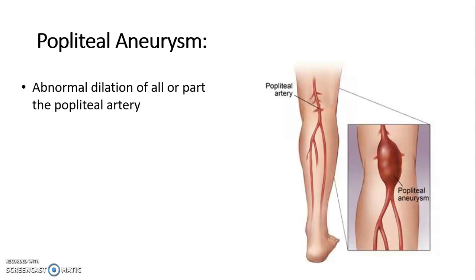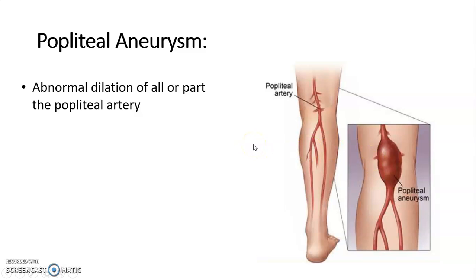The clinical anatomy. Popliteal aneurysm. Let's discuss popliteal aneurysm. Popliteal aneurysm is an abnormal dilation of all or part of popliteal artery. As you can see, this is the popliteal artery. If it gets dilated, an aneurysm is formed, which is called popliteal aneurysm.